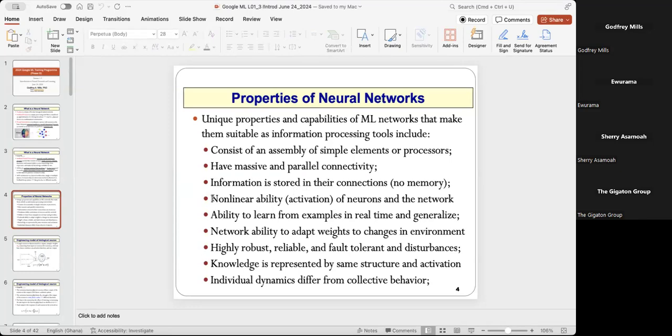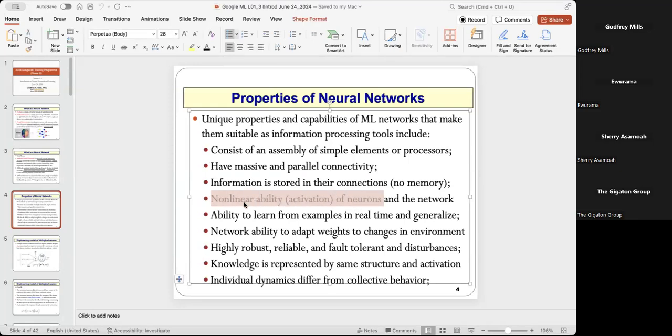And again, one of the unique properties it has is that the neurons have the ability to perform nonlinear behavior. As I said, the function that it performs is what dictates whether it is linear or nonlinear, by what we call an activation. So we'll see that again in a minute. They have the ability to learn from examples in real time and generalize. Examples here means the data, the training data set. They can learn from that in real time, and they can generalize their output so that when you provide an input, it can give you an output.